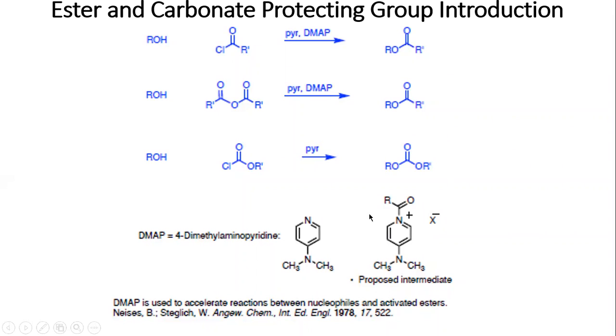And so this is what the intermediate looks like. So the pyridine nitrogen here is what displaces your acid chloride. And then this is your intermediate, which is more reactive because it's charged, and that's where your alcohol is going to attack the carbonyl carbon here, right? So that's why the DMAP is added to these two reactions. But for the chloroformates, those are highly reactive, so you don't have to worry about adding in DMAP.